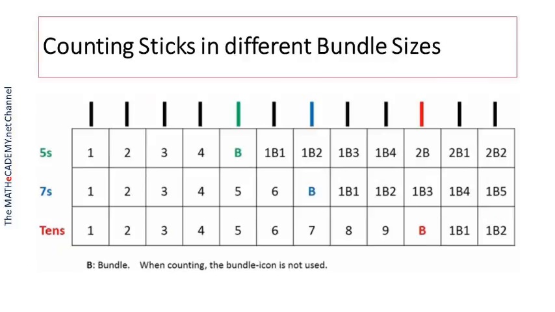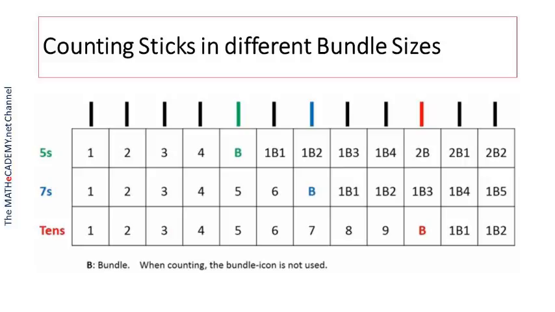Counting in 5s, we count 1, 2, 3, 4, bundle. 1 bundle 1, 1 bundle 2, etc. Here we use no 5 icon. Counting in 7s, we count 5, 6, bundle. 1 bundle 1, 1 bundle 2, using no 7 icon.